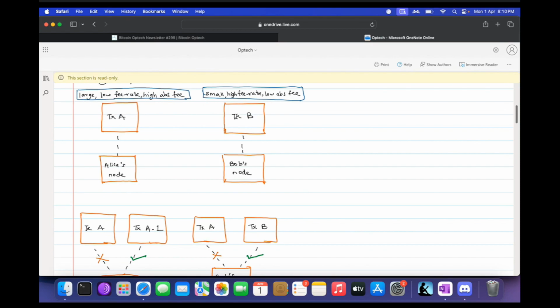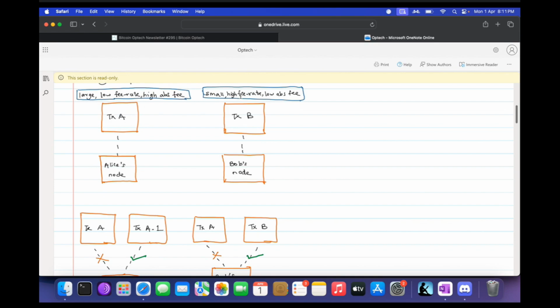The same attacker creates another transaction. Transaction B is the same transaction, using the same inputs. Now this transaction is small in size. It has a high fee rate and a low absolute fee. Now because it is small in size, it has a low absolute fee.